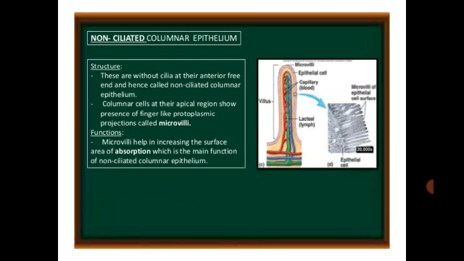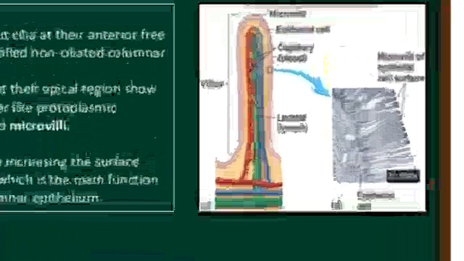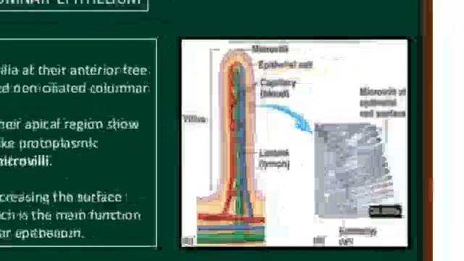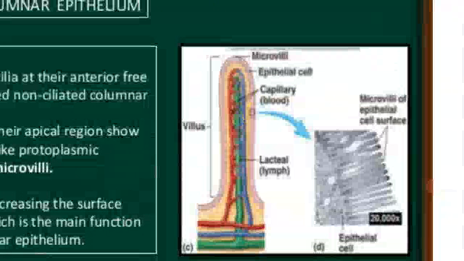Non-ciliated columnar epithelium. In this diagram you may see the internal structure of the small intestine. This is called villi. Villi is a finger-like projection. Here you may see the structure of villi. The microvilli are present, and the outer boundary is made up of epithelial cells, and capillary blood and lacteals are present, which are also known as lymph.